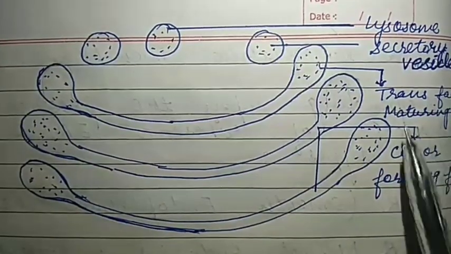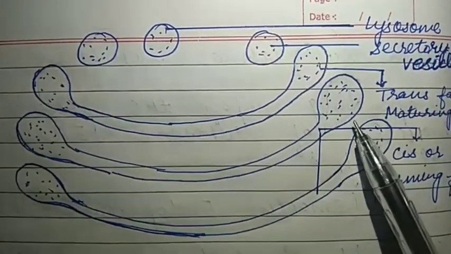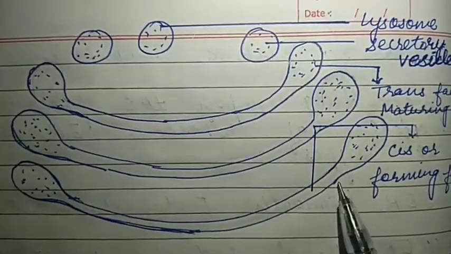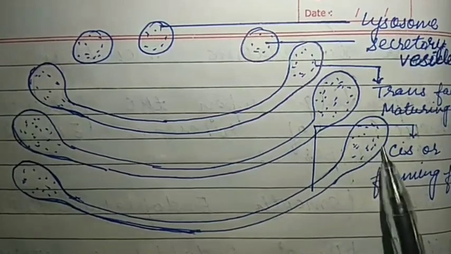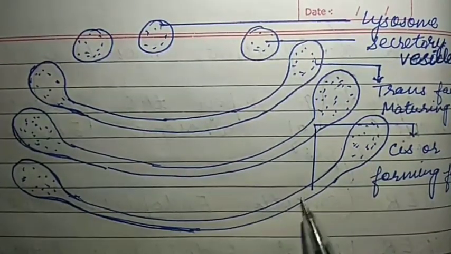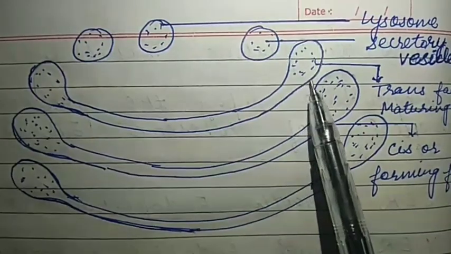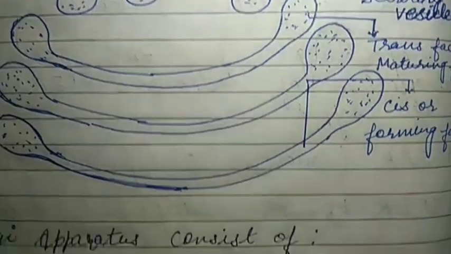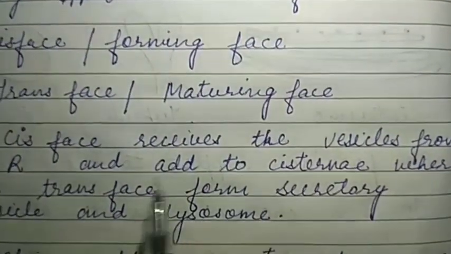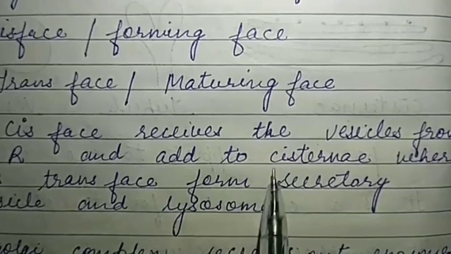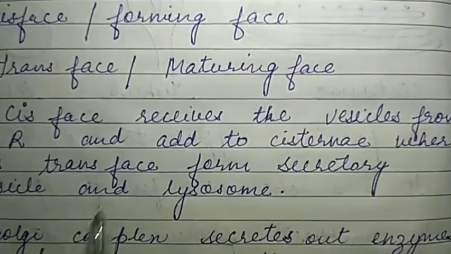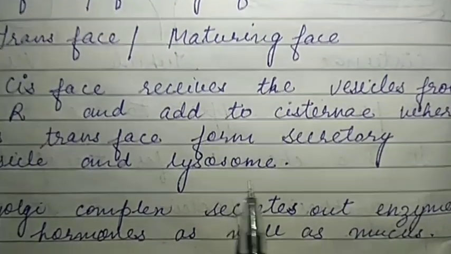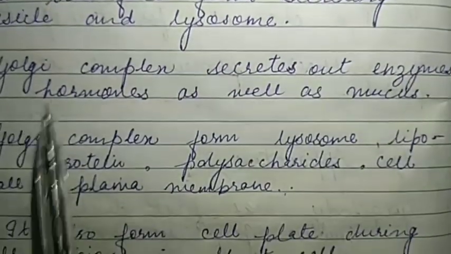And what is the function of the trans phase? The trans phase secretes the vesicles as well as the lysosomes. So we can understand that in the cis phase or forming phase, vesicles are added to the cisternae, while the trans phase just secretes the vesicles as well as the lysosomes. The cis phase receives the vesicles from the endoplasmic reticulum and adds them to the cisternae, whereas the trans phase forms the secretory vesicles and the lysosomes.